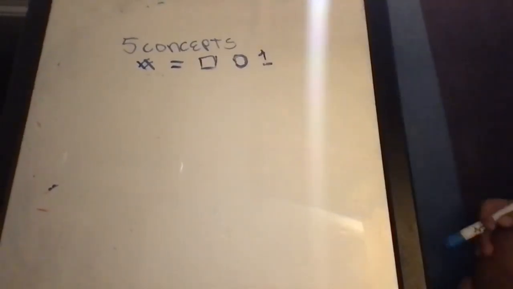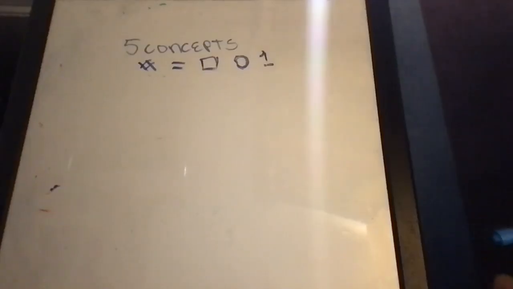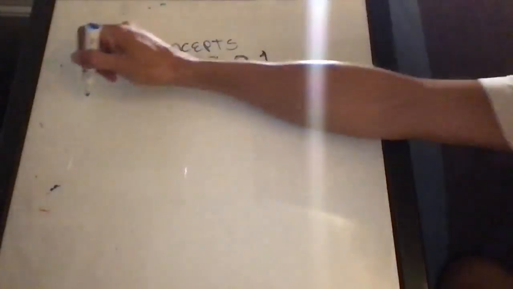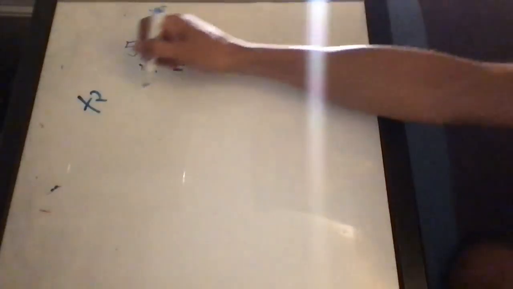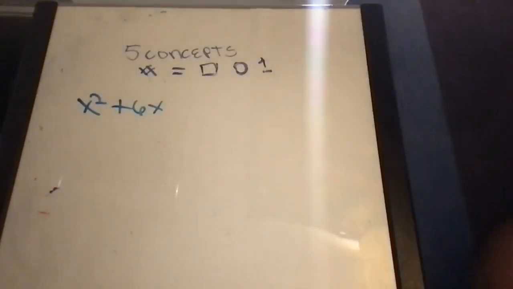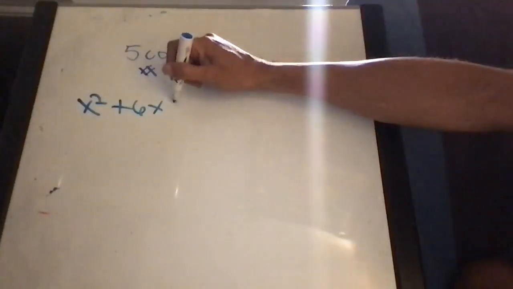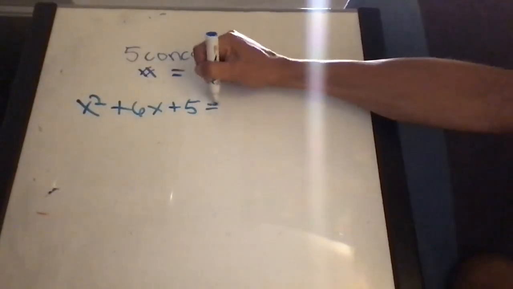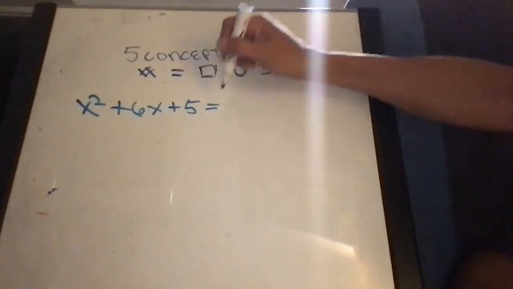Shall I do another? I think I shall. Chauncey, can you draw up another problem for us? Yes, we can. How about x squared plus 6x plus 5 is 45.